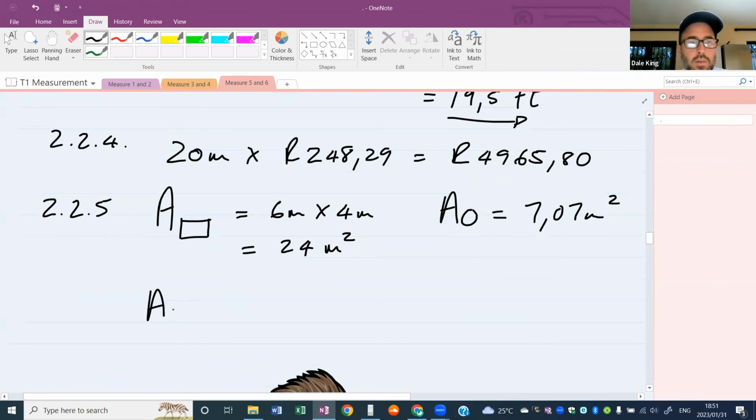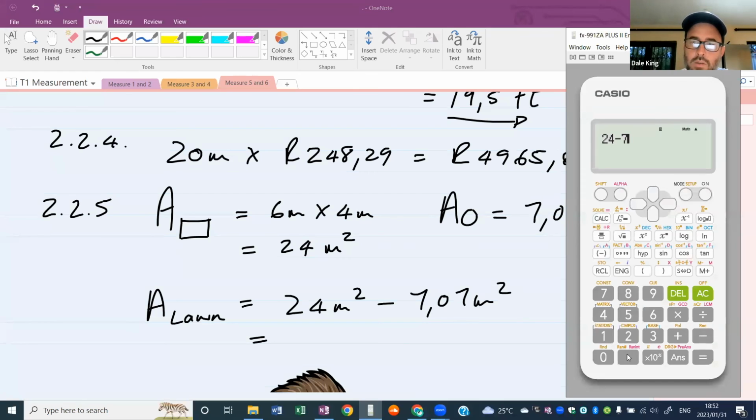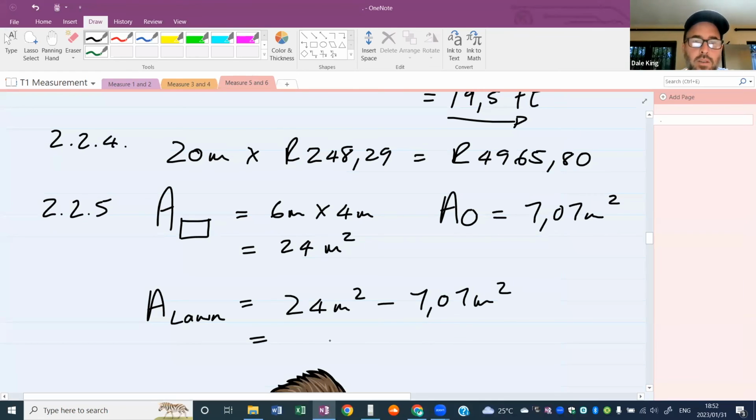circle. So I'm going to write your area of the lawn. You don't have to write lawn. I just want to show you it is the area of the rectangle, which is 24 meters squared, minus the area of the circle, which is 7,07 meters squared. And this will give us our final area. I'm going to use the calculator because I'm lazy and it must work for me. 16,93 meters squared.